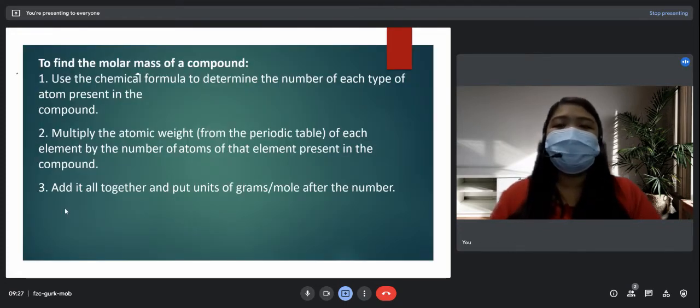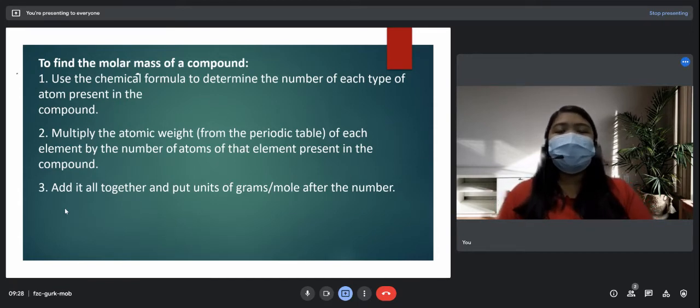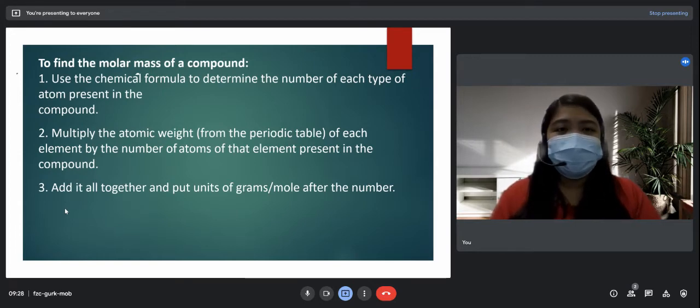So how do we find the molar mass of a compound? We have these 3 steps. Number 1, use the chemical formula to determine the number of each type of atom present in the compound. Second, multiply the atomic weight from the periodic table of each element by the number of atoms of that element. And number 3, add it all together and put the units, gram per mole, after the number.